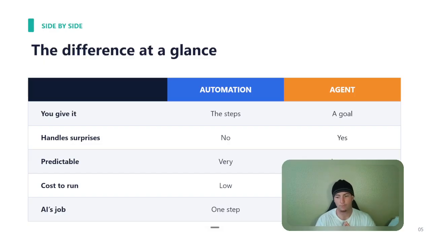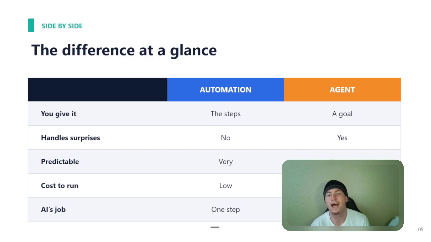Again, kind of what I already went over. Agent does the whole job, and automation is just one step by step. And normally the agent is going to be a little more expensive. The automation will be cheaper for you to do. And the automation is predictable. So that's, I guess, what you can count on is its reliability.